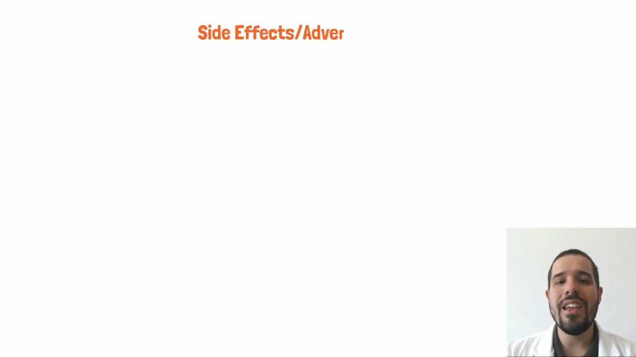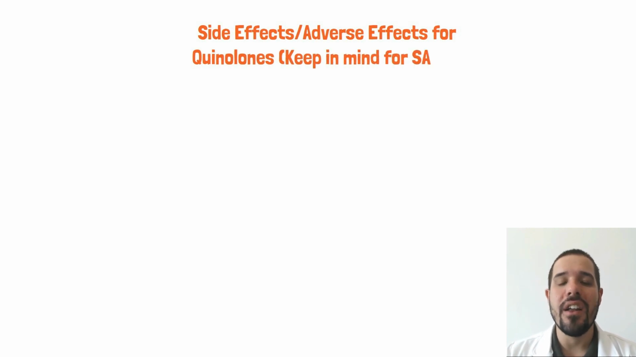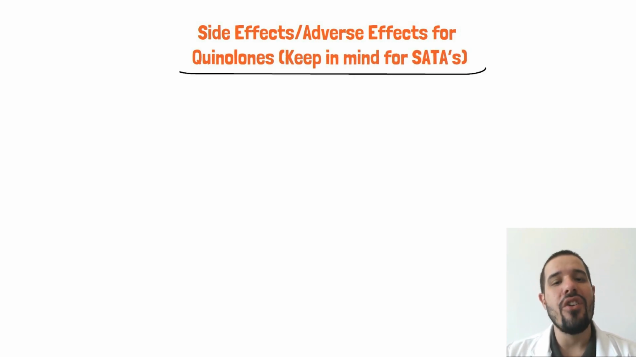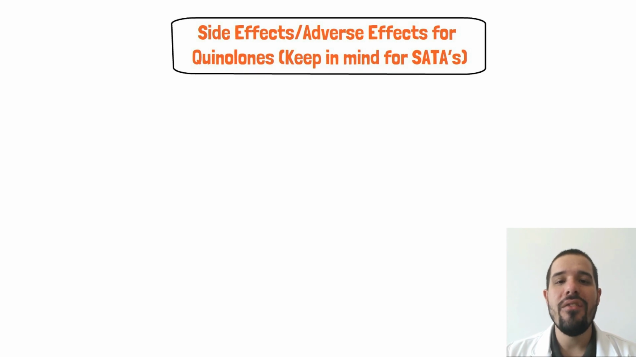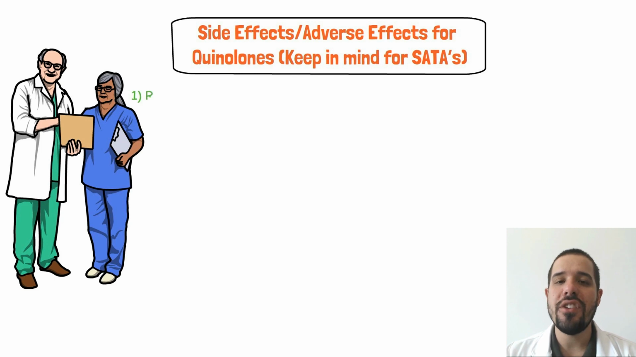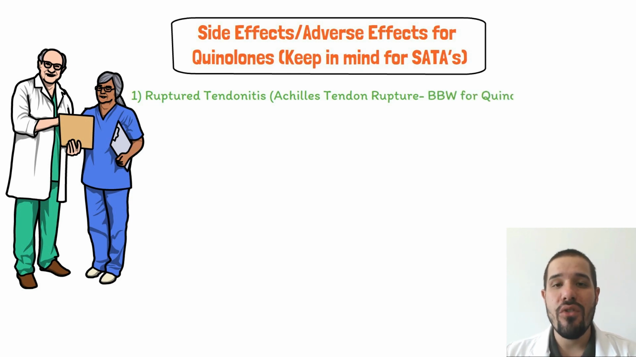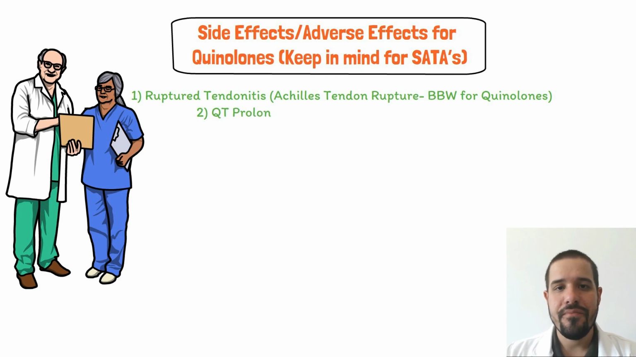Next, we're going to go over the key side effects and adverse effects that can pop up on an exam. These side effects are usually the hot topic of select all that apply questions, so make sure you can associate which side effects belong to your quinolones. The first is the incidence of ruptured tendons. Tendon rupture is a black box warning for your quinolones, specifically the Achilles tendon.